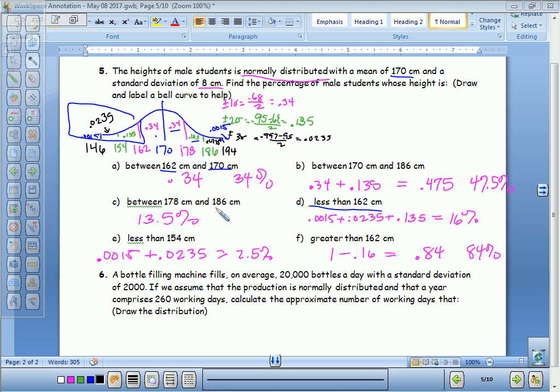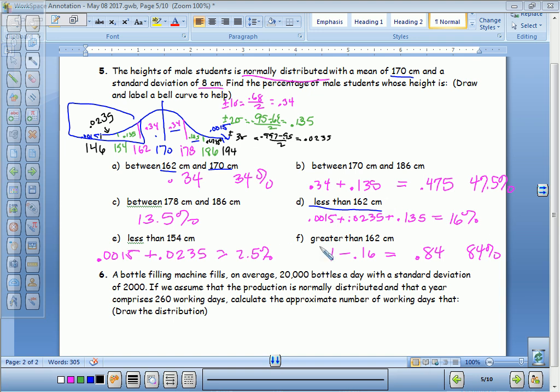This is between 178 and 186. We don't have to add anything. It's just right here. But this is less than 162. So it's this one, and that one. Add them up. Now, did you notice that D and F correlate?